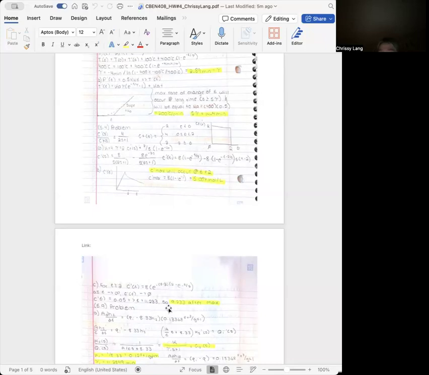Once the feed is removed, the system follows a simple exponential decay governed by the same time constant. And then I solved for the time at which the concentration drops.